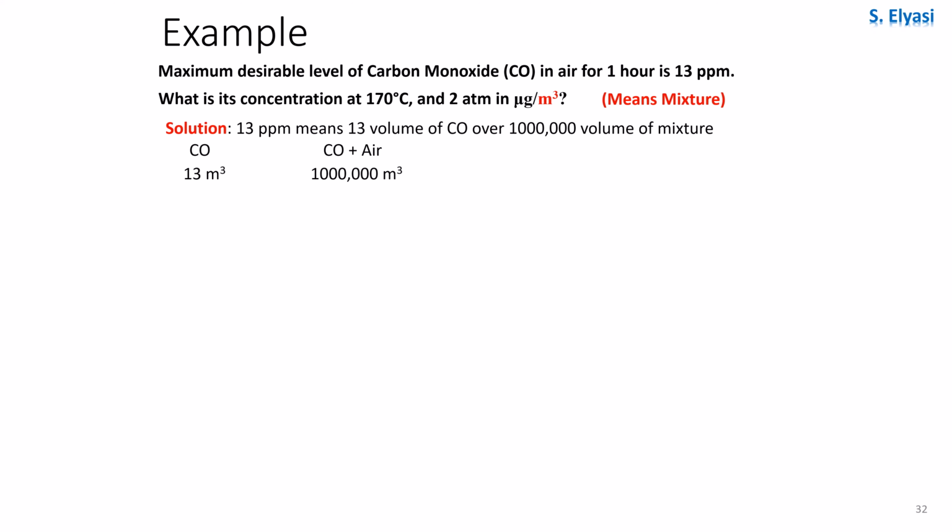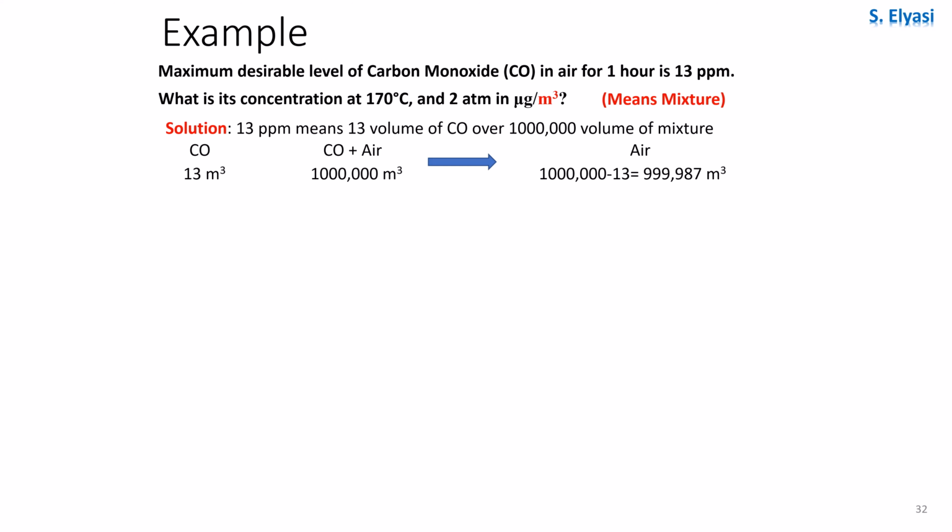Please note that if this measurement refers to pure air, then the volume of CO at 13 ppm would need to be subtracted from the total mixed air to determine the volume of pure air. However, in this scenario, our calculations are based on a mixed gas.